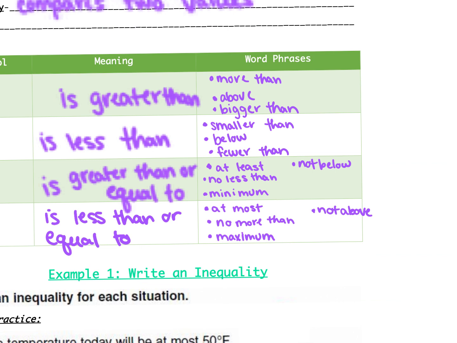Here it is. So for greater than, we have more than, above, bigger than. There are more that you can use, but these are the three you'll see a lot of. For less than, you have smaller than, below, or fewer than. Again, there are more, but these are the ones you'll see a lot of. For greater than or equal to, you can say at least, no less than, minimum, or not below. For less than or equal to, you can say at most, no more than, maximum, and not above.